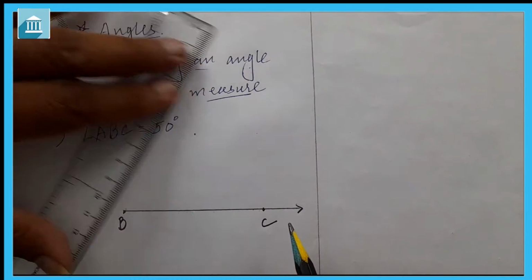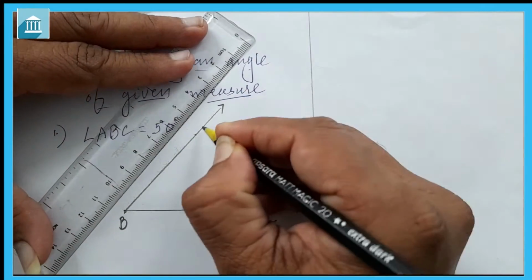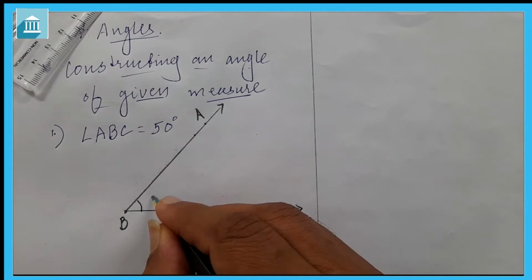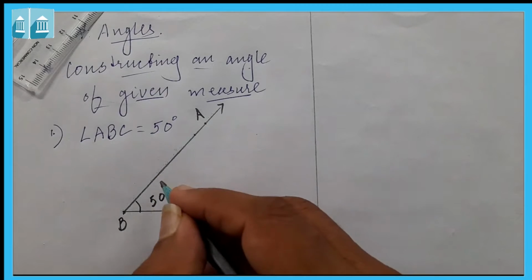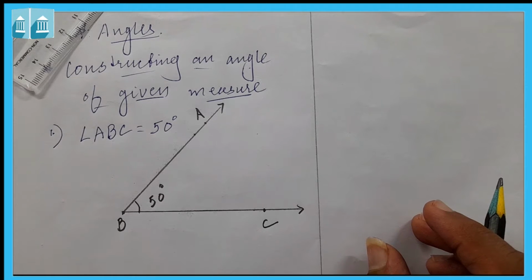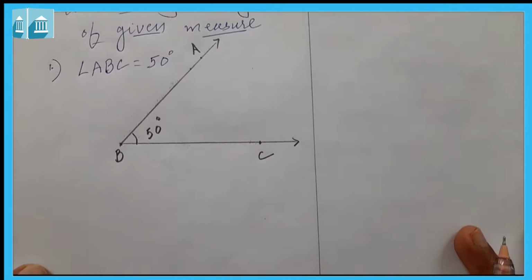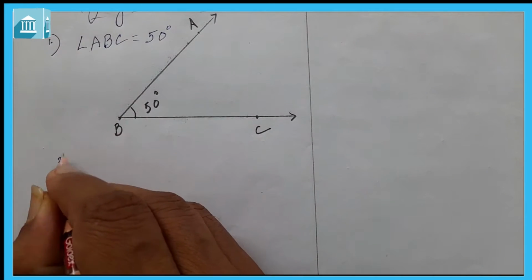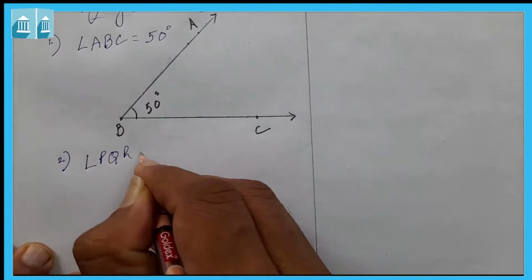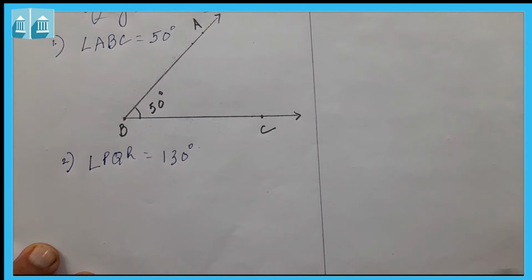Now we need to draw like this, let it be A. So we can say that angle ABC is 50 degree. So in this way we can draw this angle. Let's draw one more angle, that is, let us draw one obtuse angle. For example, second one, angle PQR is equal to, let us see, 130 degree.